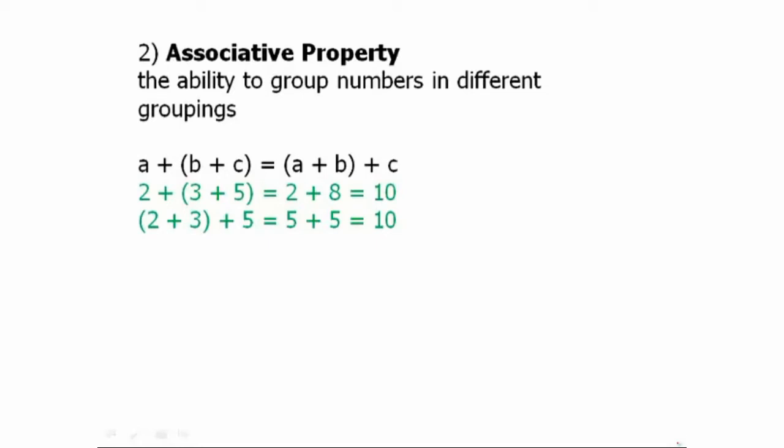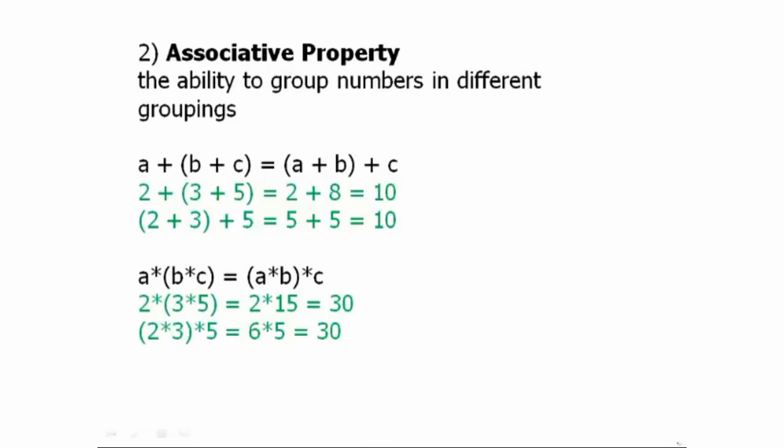Similarly with multiplication, we can group them B times C first or A times B first. If we multiply the 3 and the 5 first, or we multiply the 2 and the 3 first, either way we get the same answer. Addition and multiplication are associative. Subtraction and division in general are not associative. Again, you need to know what the numbers do. You don't need to know this word, associative. That's not a word that the test will test you on.